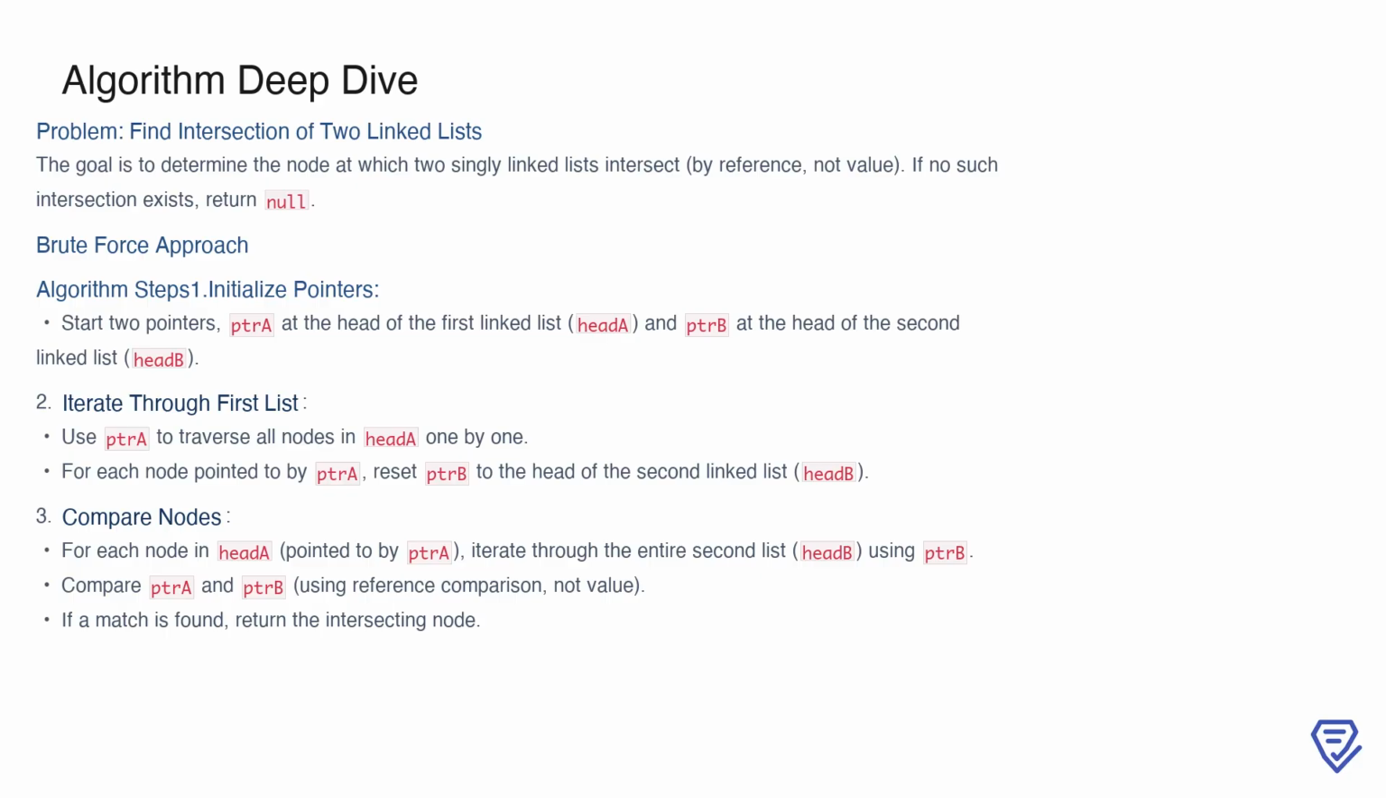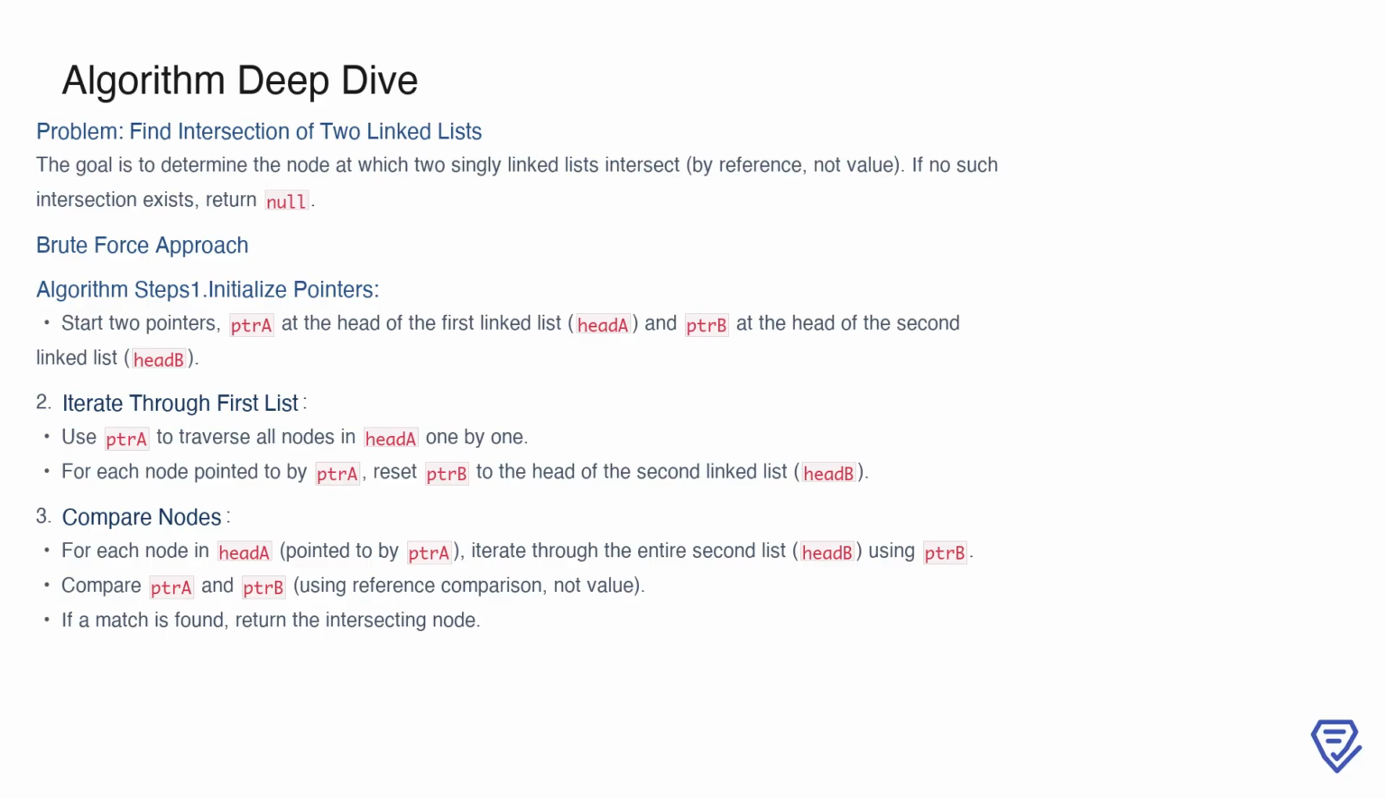Now, let's start with the brute force approach. First, we initialize two pointers. PtrA starts at the head of the first list, head A, and PtrB starts at the head of the second list, head B. The idea is to use PtrA to traverse every node in the first list. For each node PtrA points to, we reset PtrB to the beginning of the second list, head B, and traverse through it node by node.